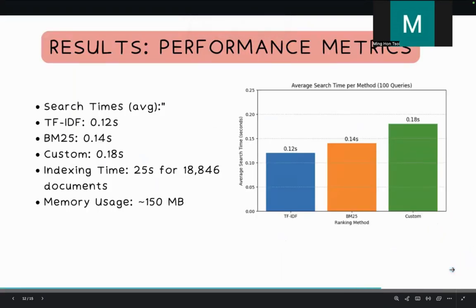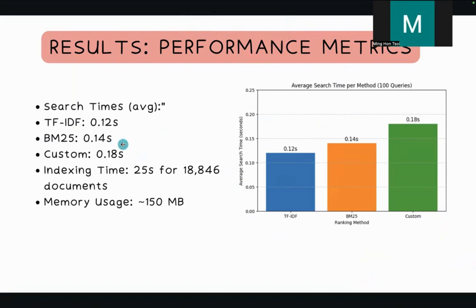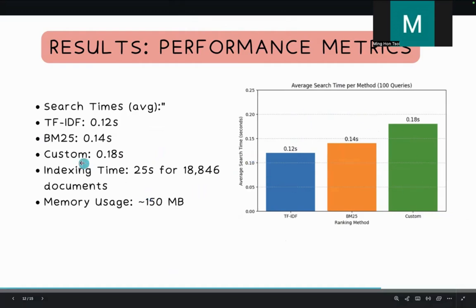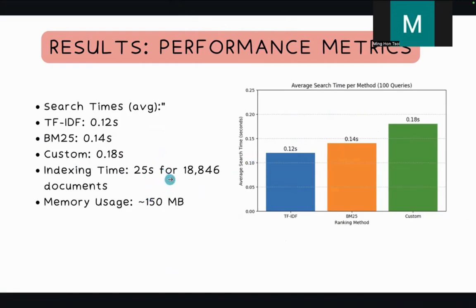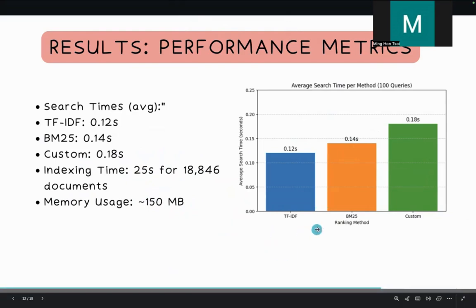So let's look at the results. The average search times are quite impressive: TF-IDF at 0.12 seconds, BM25 at 0.14 seconds, and the custom proximity at 0.18 seconds, all under our target of 0.2 seconds, as shown in this bar chart. Indexing took, well, actually it's not 25, it's 107 seconds, as we just experienced, for 18,000 documents.